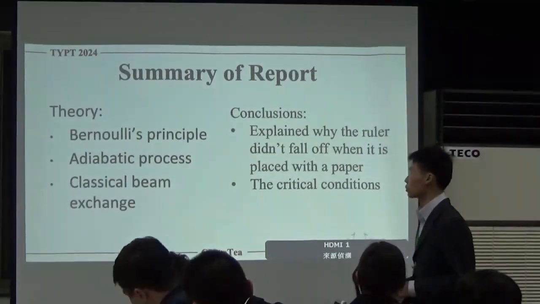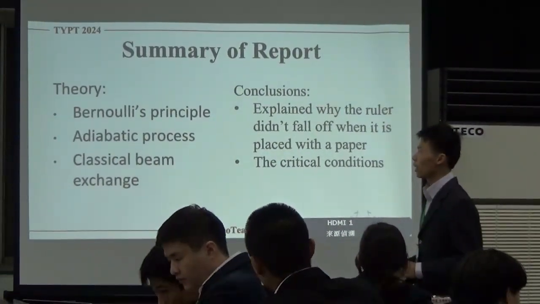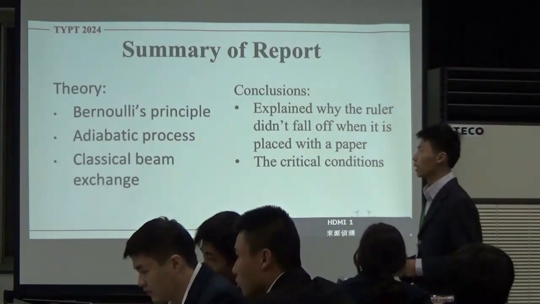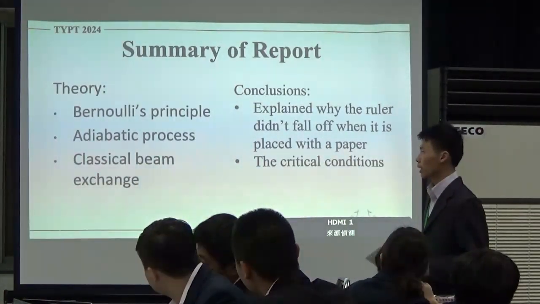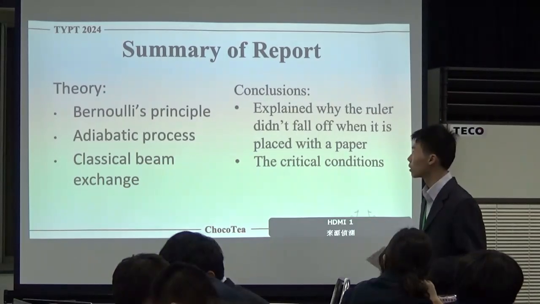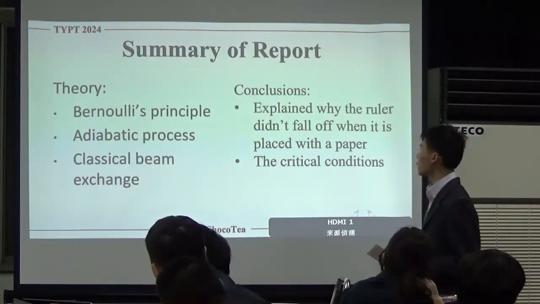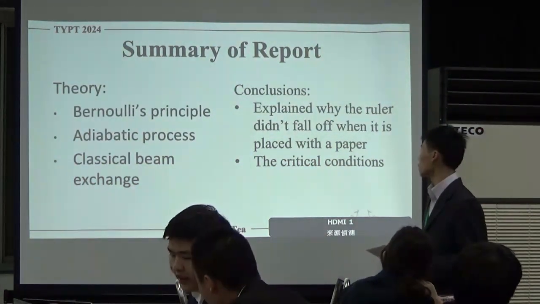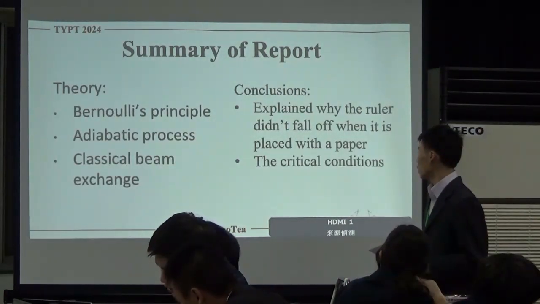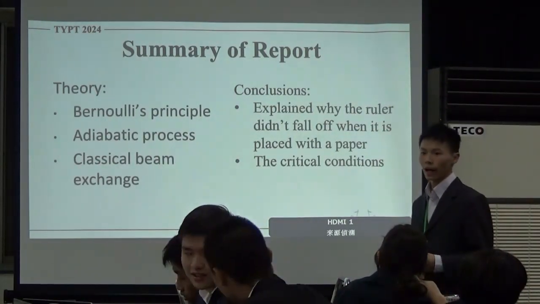So here's the summary of the report. First, in their report, they use Bernoulli's principle, an adiabatic process, and a classical beam exchange. In conclusion, they explain why the ruler did fall when it is placed with the paper, and the physical conditions like the height or the mass.